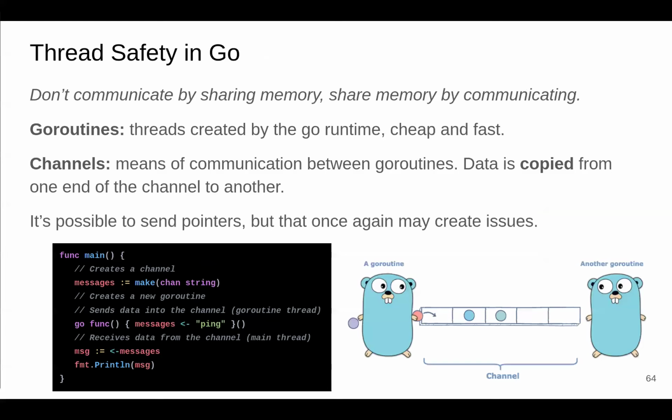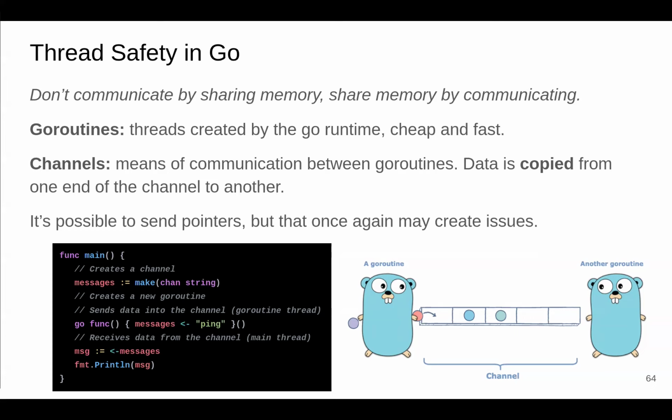In Go, the concept is different, and I think that's the most interesting addition of Go as a programming language. The idea is: don't communicate by sharing memory, share memory by communicating. And Go has this idea of channels. Right? Goroutines are threads created by the Go runtime, very cheap, very fast, using a special form of scheduling. And then through these communication channels, you can send data. Data is copied from one end to another.